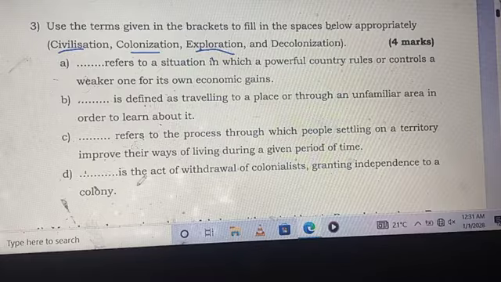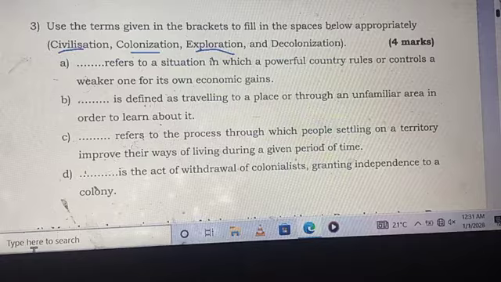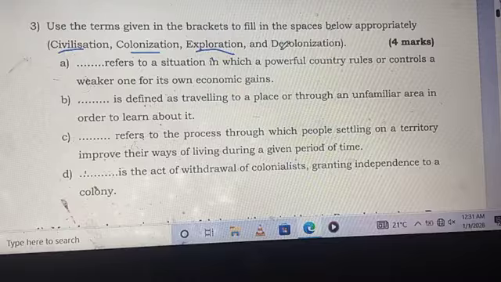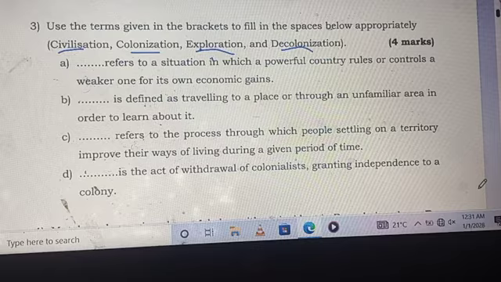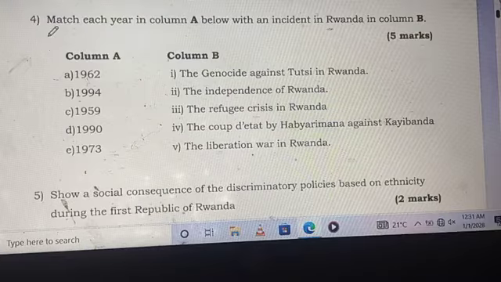D. The blank is the act of withdrawal of colonialists, granting independence to a colony. The best option is this last one, decolonization. Decolonization is granting independence to a colony. Let's continue with question 4.